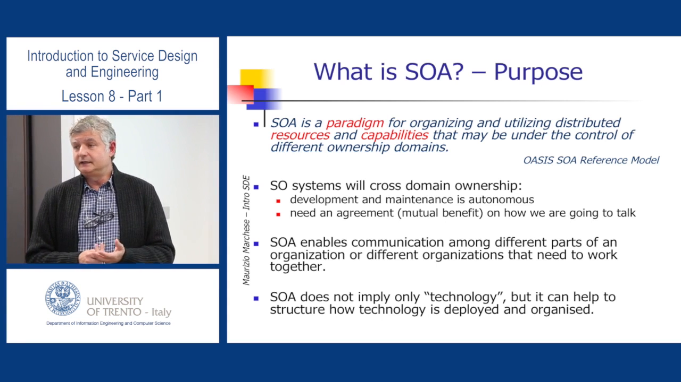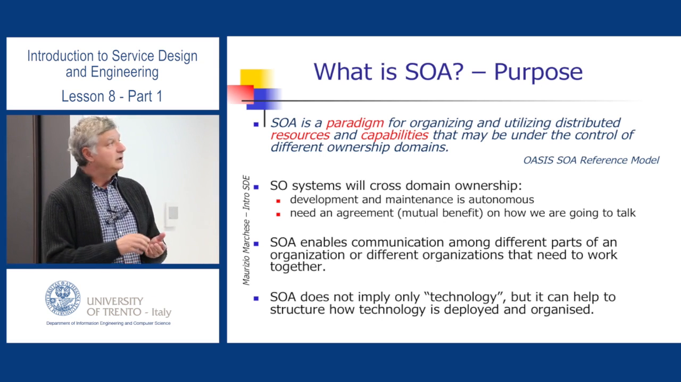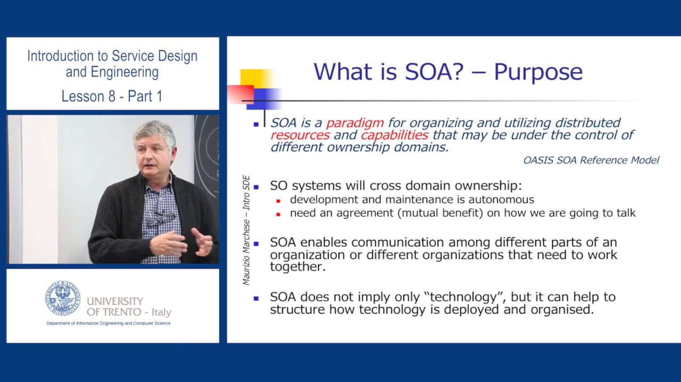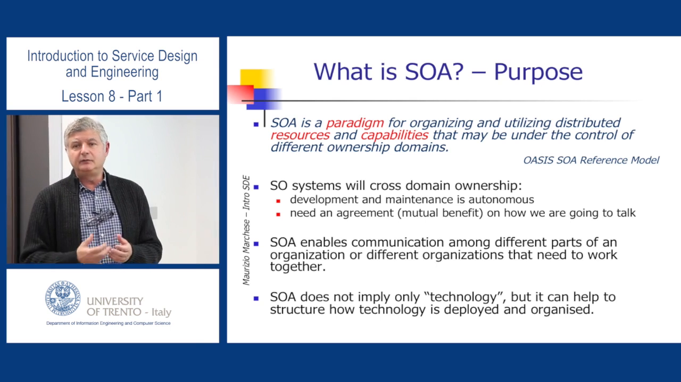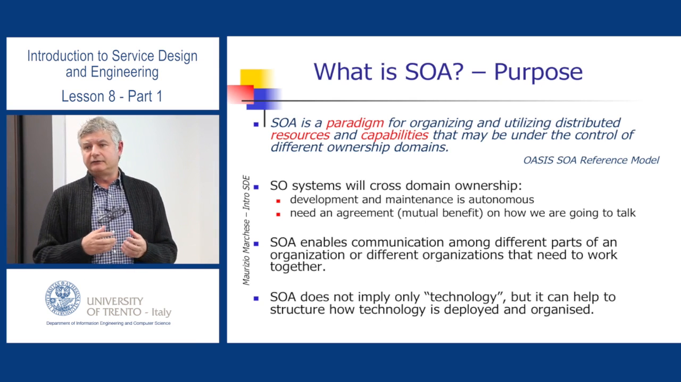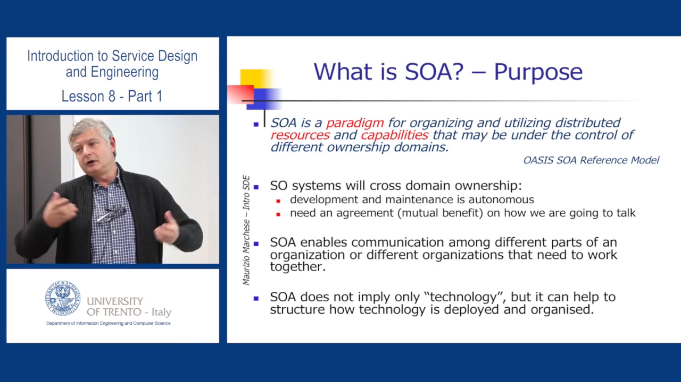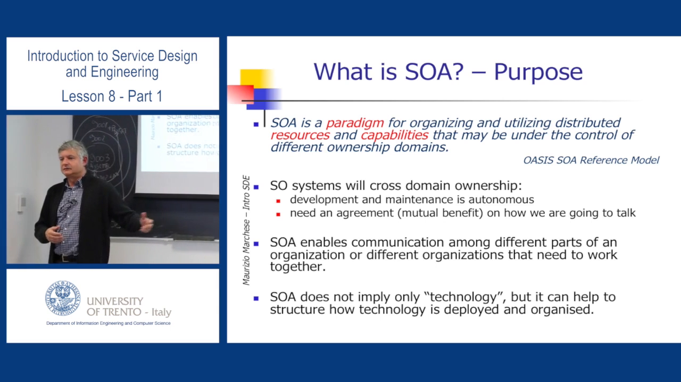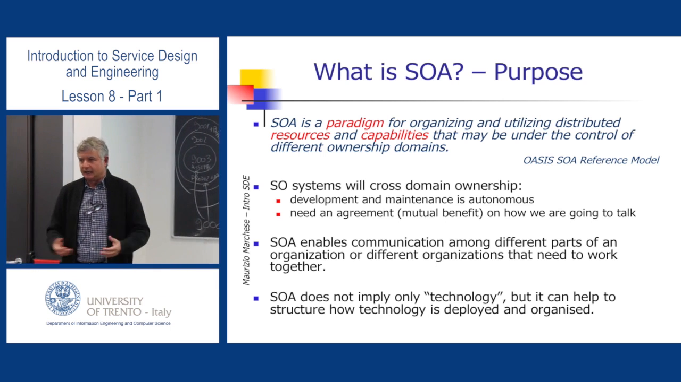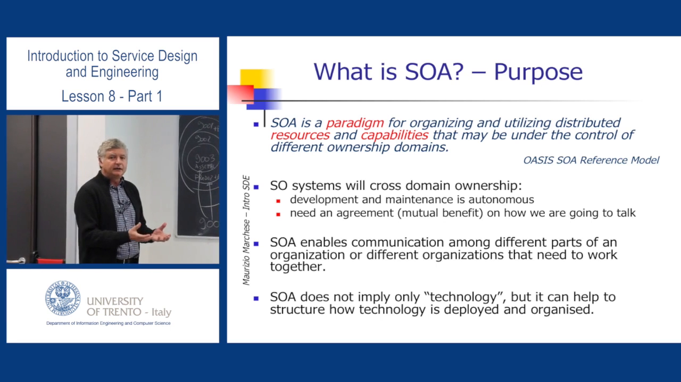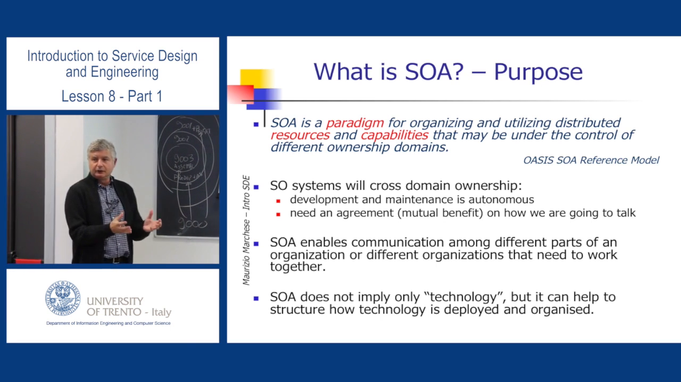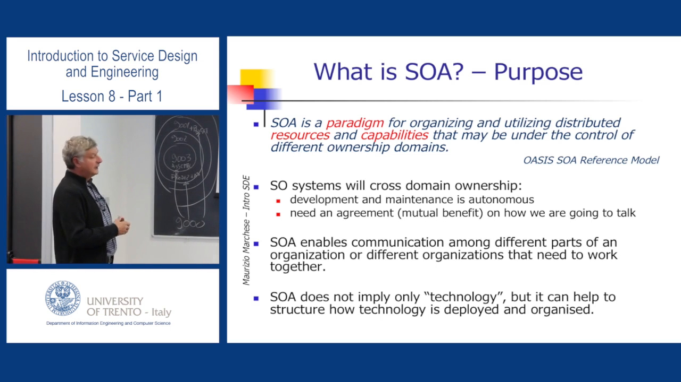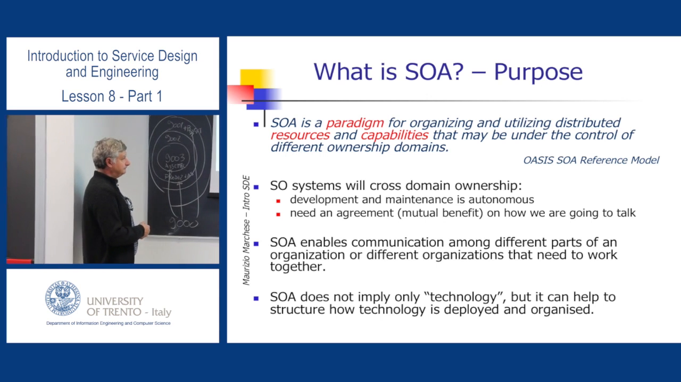So the so-called service-oriented systems will cross domain ownerships, meaning that you are the owner of a particular application and you're using someone else's application. This can be the case of a completely different organization, or sometimes inside the same organization there are different roles: the customer relationship office, the billing office, the accounting, and the division inside. But each one of these owners is the owner of that particular domain, and it's exposing its capabilities and its resources through this domain.